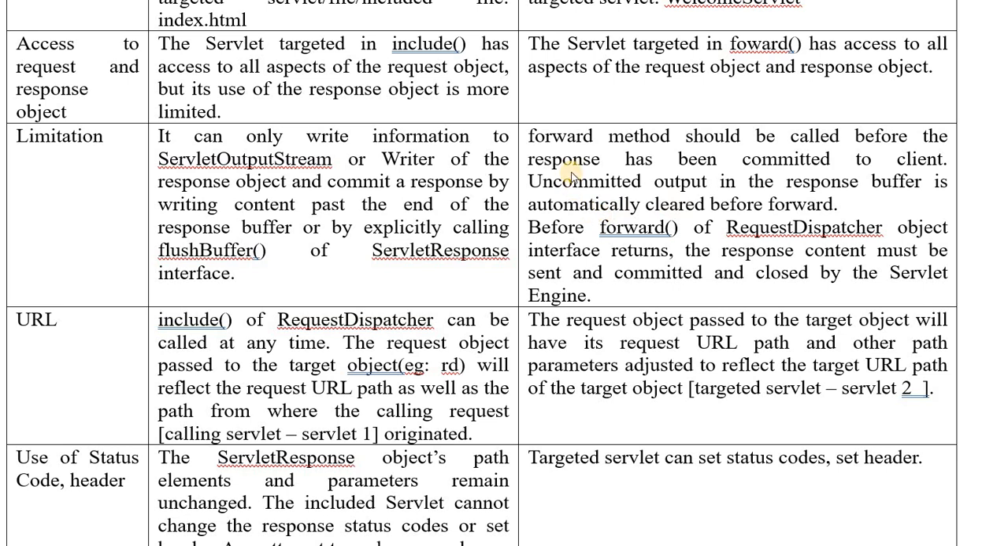Okay? Forward का limitation क्या है? The forward method should be called before the response has been committed to the client, because any uncommitted response is cleared out when the forward method is called. So if you want to send any response, you have to send the response to the client first and then only you call the forward method.